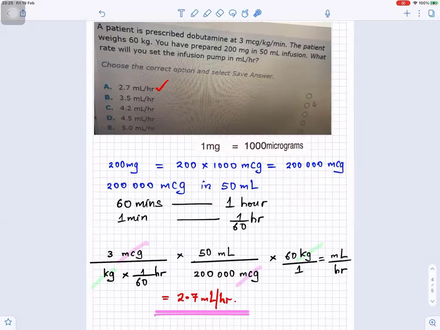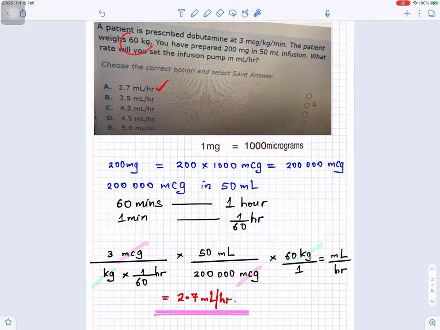Now we have to do this with units. You look at the answer. You want the answer in milliliters per hour. You want milliliters at the top and hours at the bottom. So we start by putting the 3 micrograms at the top, divided by the kilograms at the bottom, divided by the minutes at the bottom. But the minutes we have changed to hours, so 1 minute is 1/60 of an hour. We put the 50 milliliters at the top, divided by the 200 milligrams, which we change to 200,000 micrograms at the bottom.